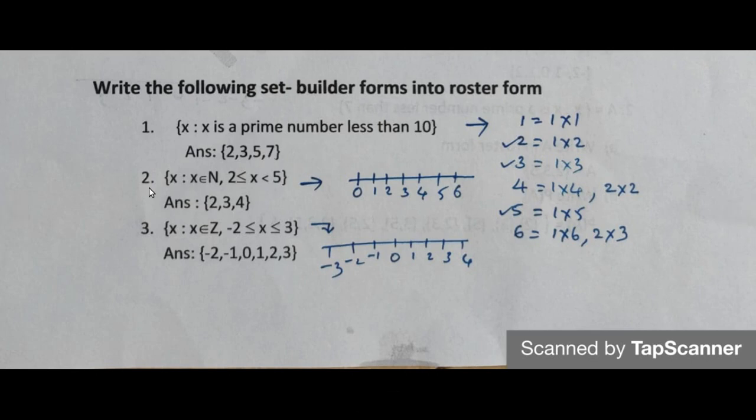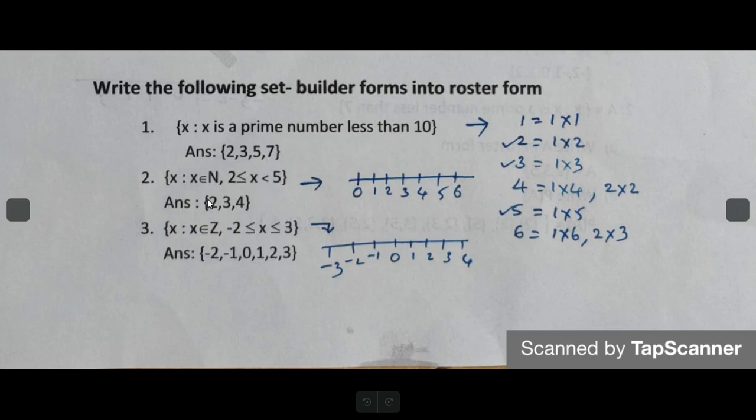Similarly, consider the second question. 2. Set x such that x belongs to N, 2 less than or equal to x less than 5. So when we consider a number line starting from 0 and 1, 2, 3, 4, 5, 6, etc. Here minus 1, minus 2, etc. Okay, but in this question x belongs to N. N means natural numbers, so 0 is not included. You can start from 1 onwards. 1, 2, 3, 4, 5, 6, etc. These are the natural numbers. 0 cannot be included here.